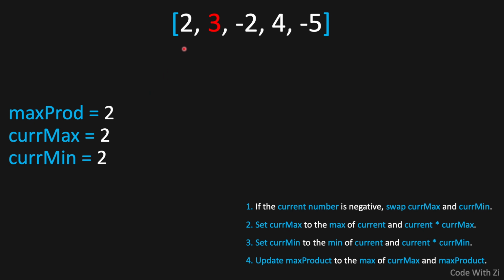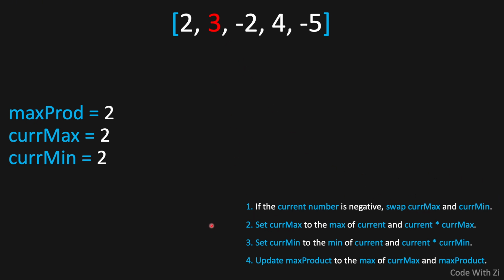Well, because we've already taken care of the first element when we initialize all of these to be equal to the first element. So we start from the second element in our array and we're going to start looping. We're going to check our rule. We're going to say if the current number is negative, swap it. Well, it's not negative, so we're going to ignore this line entirely.